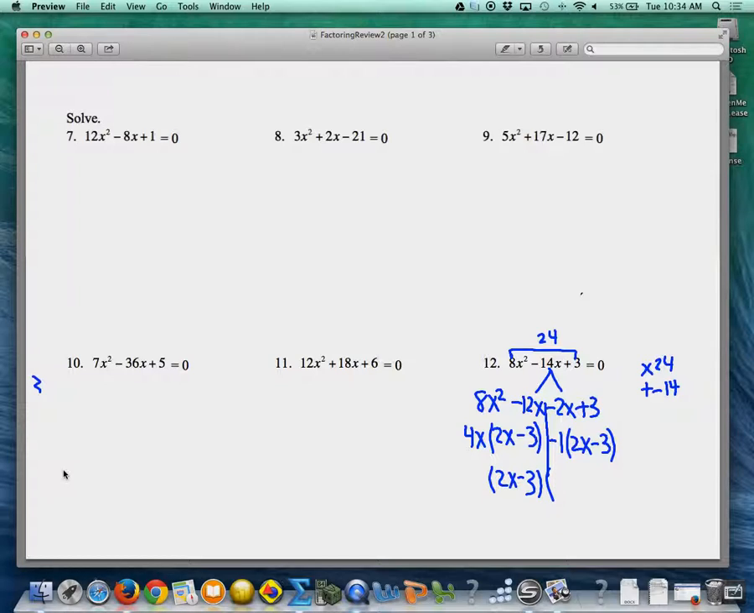Okay, my first factor is 2x minus 3. It's the parentheses that are repeated. What's the next factor? 4x minus 1.